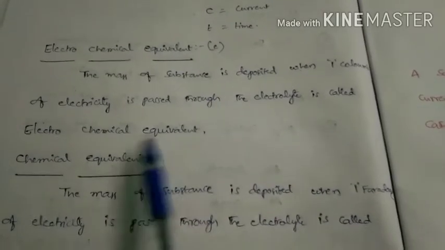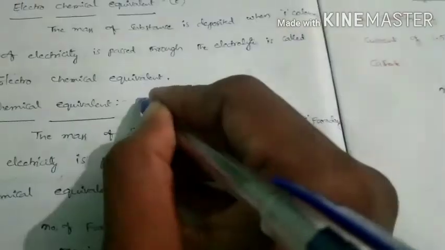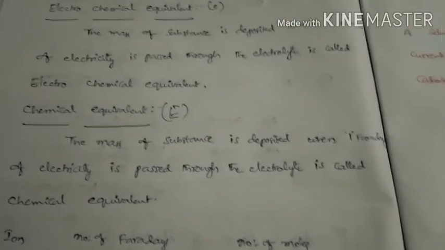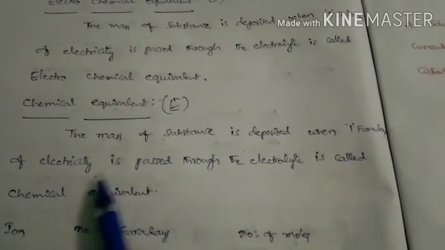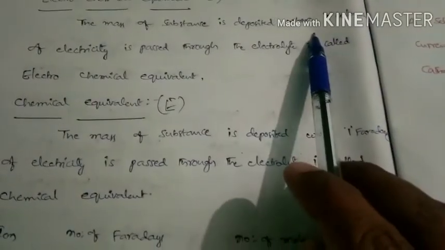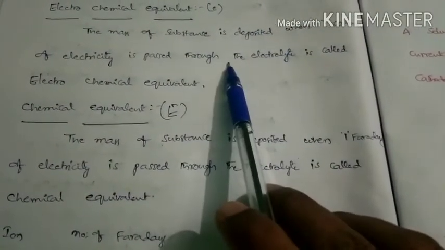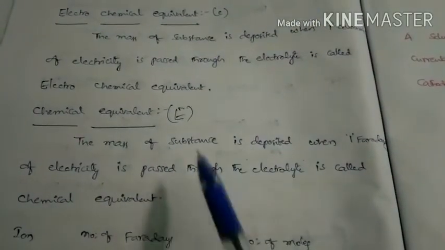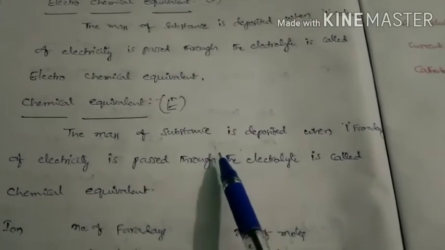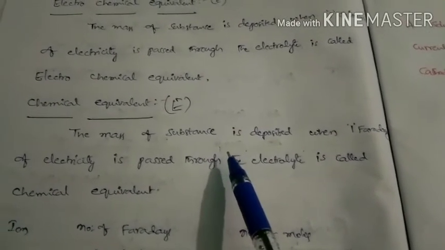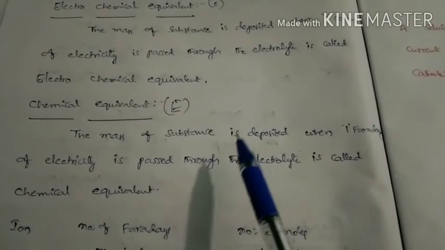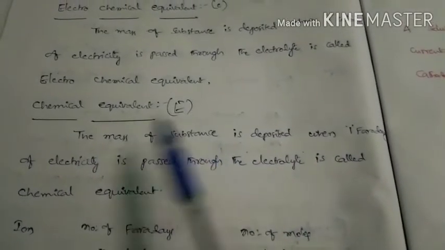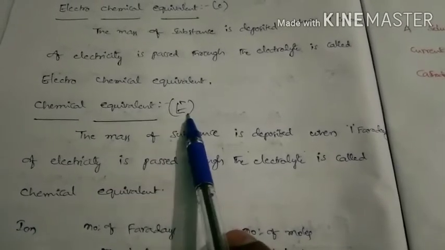Chemical equivalent is represented by capital E. This is also called equivalent weight. Here the definition is the mass of substance deposited when 1 Faraday of electricity is passed through the electrolyte. 1 Faraday is equal to 96,500 coulombs. If you pass that much electricity, then we get a larger amount of substance compared to the electrochemical equivalent. That amount is called chemical equivalent or equivalent weight, represented by capital E.